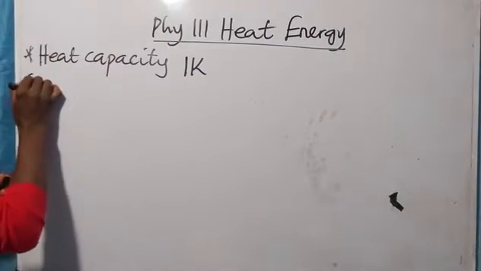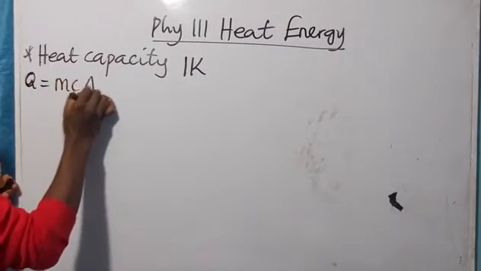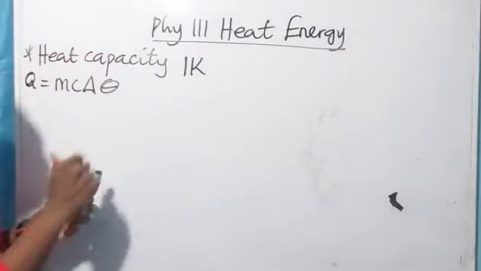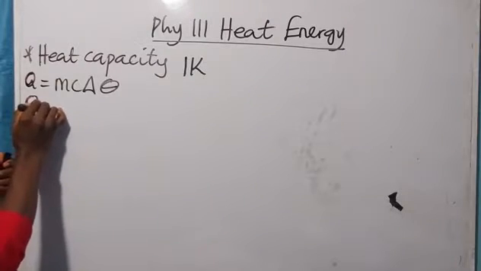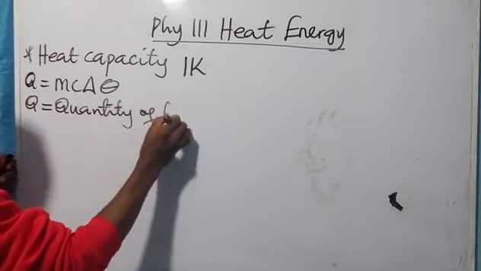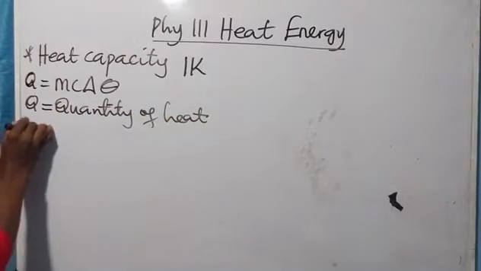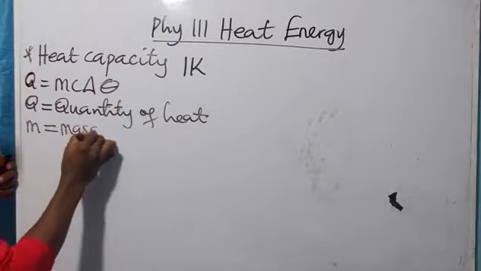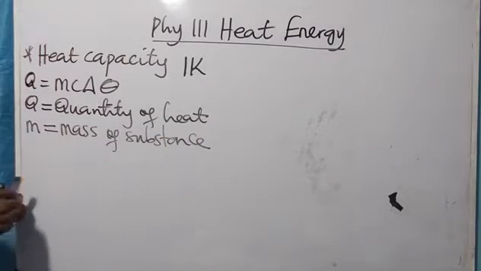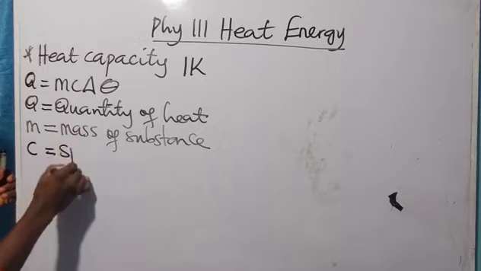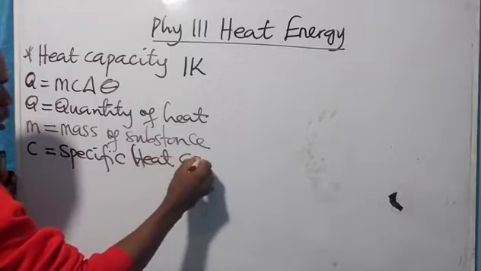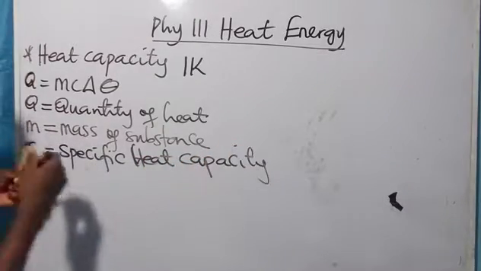And it is given as Q equals MC change in temperature. This change in temperature could be T2 minus T1. Now, Q connotes the quantity of heat. M connotes the mass of the substance. Then you now have C. C here connotes specific heat capacity.